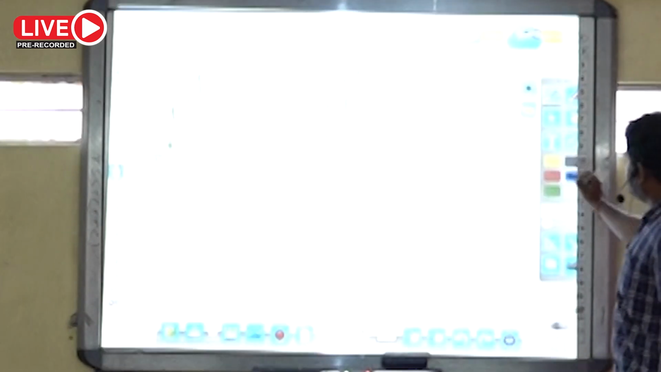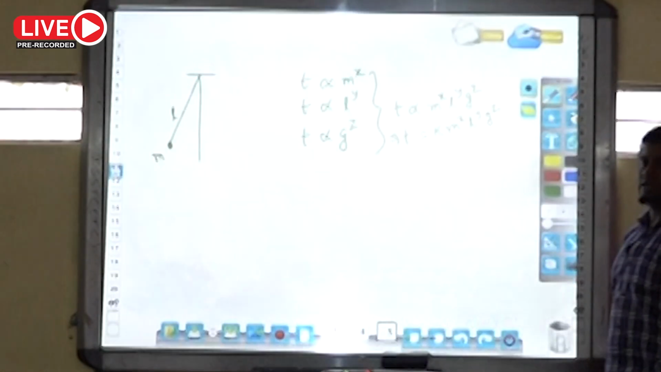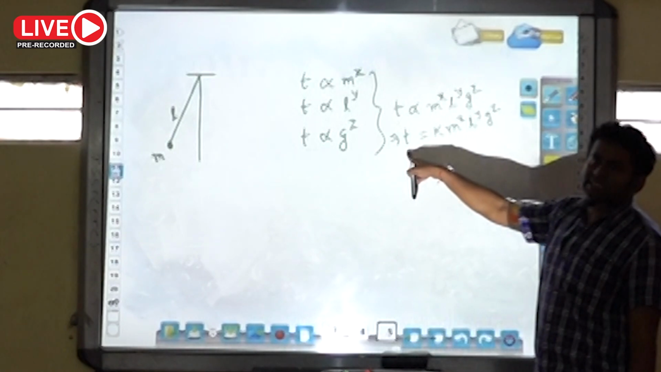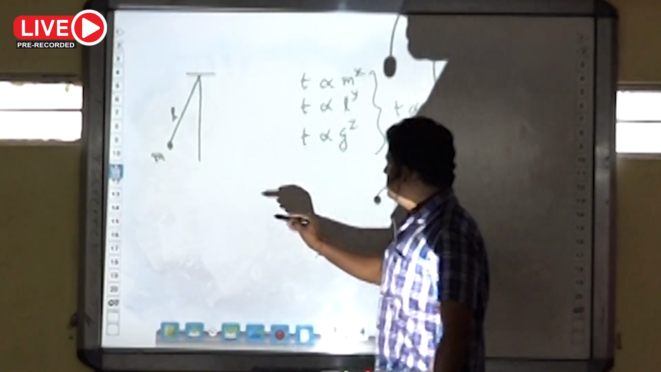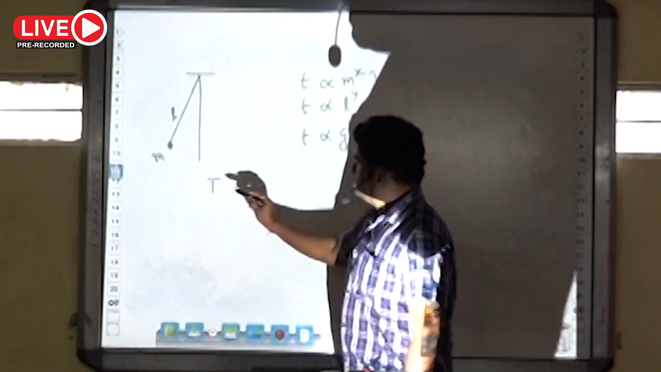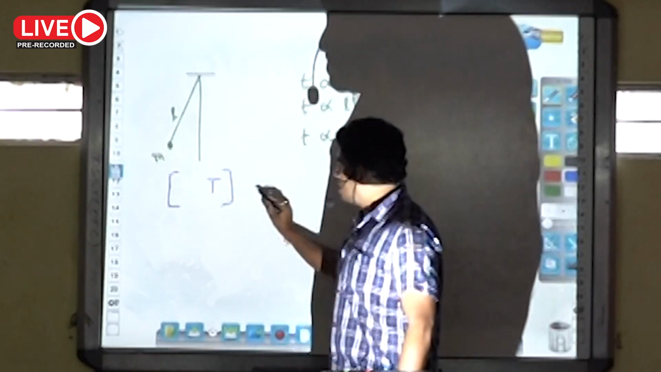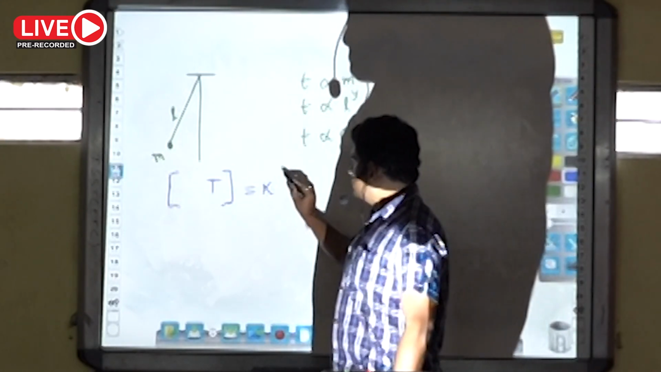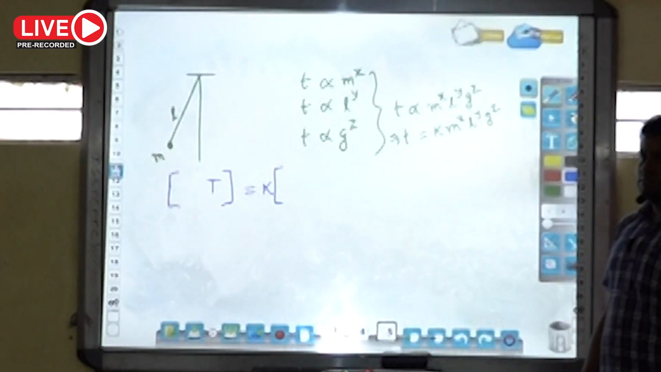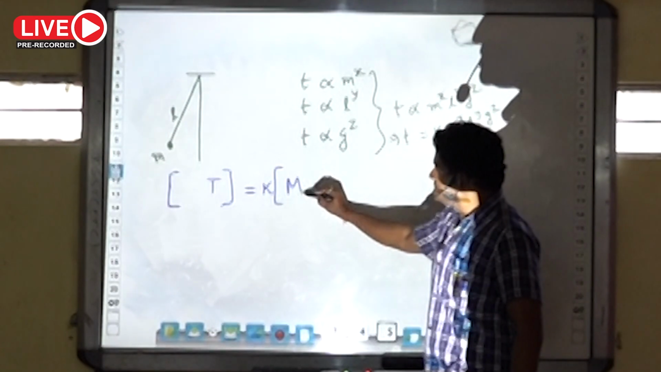Now consider first, in this equation I will put dimensions on both sides. This side is the time period, so its dimension is time. So it can be written as capital T. Its dimension is always written in square brackets, so I write. So this is k. First term is mass. Mass is dimensionally denoted by M, so it will be simply M to the power x.